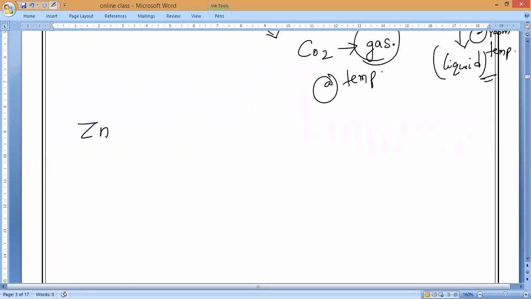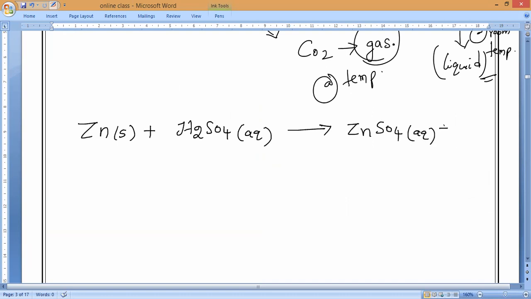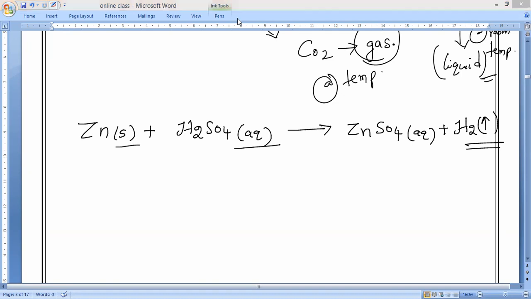Or else, we can say many things. Zinc is in which state? Solid state. H2SO4, which state? Aqueous state. Understanding? With these we get zinc sulfate. What is the state of zinc sulfate, guys? Aqueous state, plus hydrogen gas will come. What is its state? Gas. So now, is change in state taking place or not? That you have to remember. So this is the fifth characteristic of a chemical reaction.